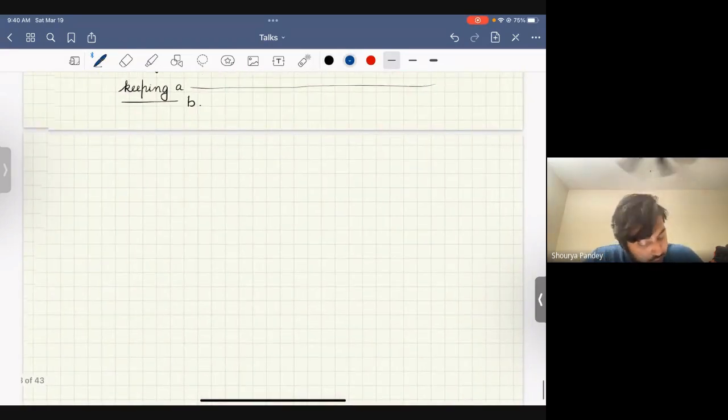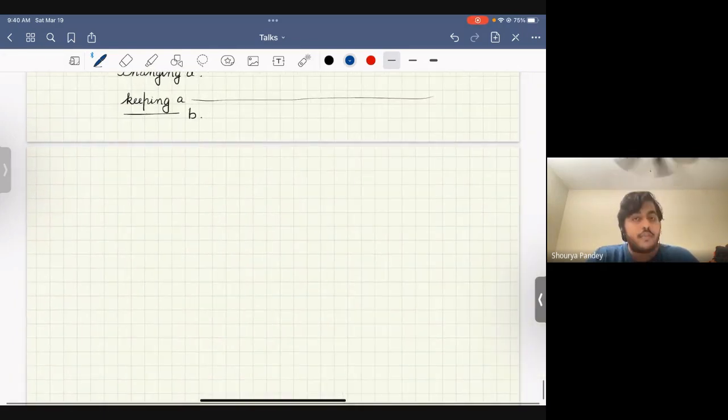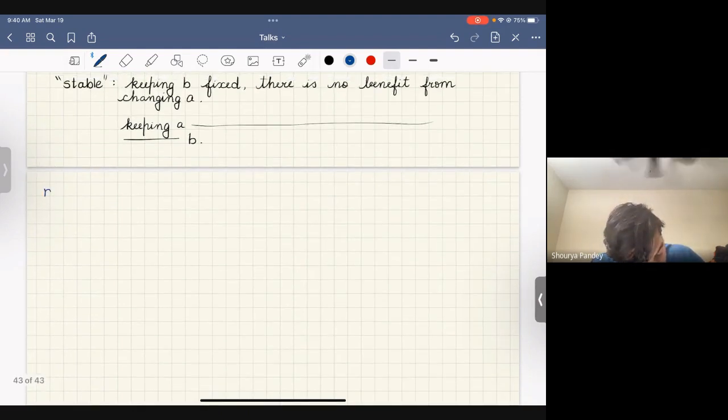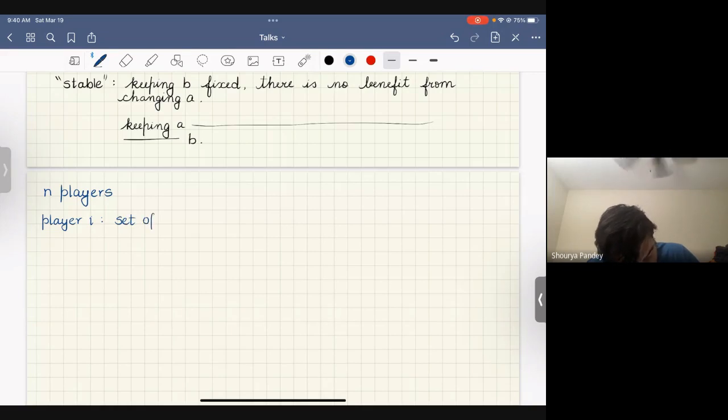So let's talk about the first game again. But before that, let's formulate what a game is in some sense. So we have n players, and player i has a set of strategies, Si.